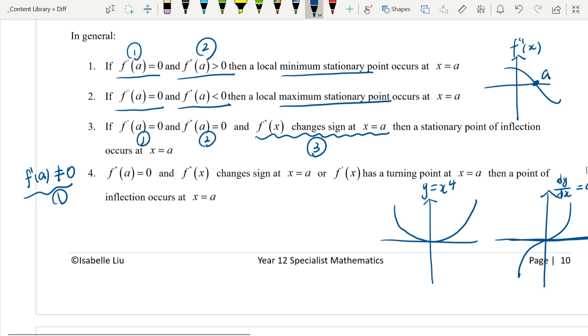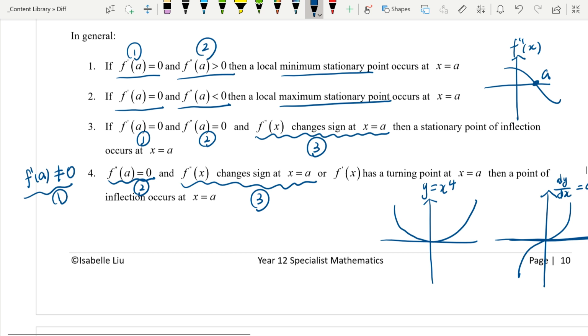But if I really want to distinguish that, I would say first derivative not equal to 0, but second derivative equals 0. Only second derivative equals 0 at that point. And again, it needs to change sign at that point. Then it can become a point of inflection. Otherwise, it's not a point of inflection.